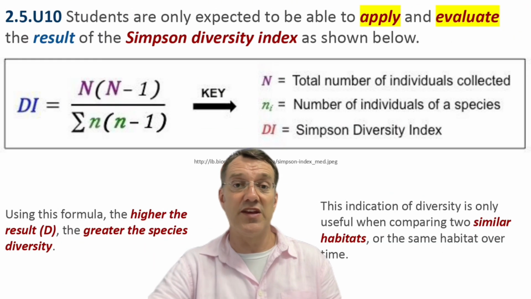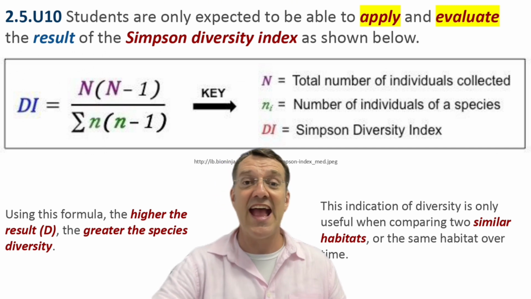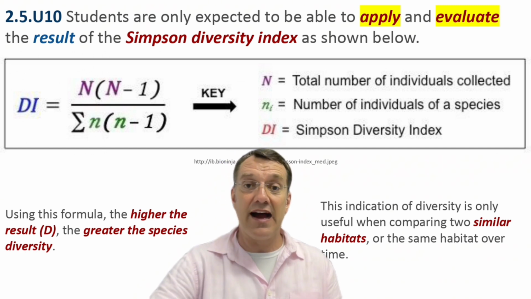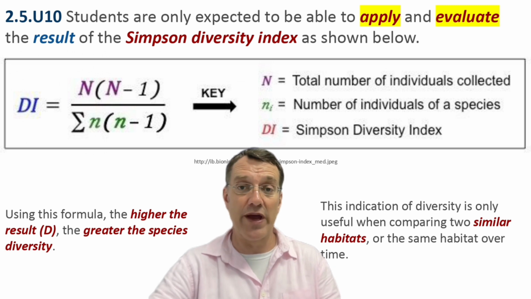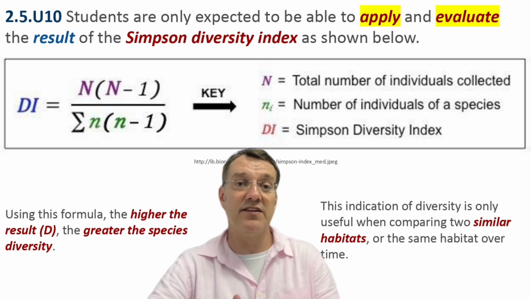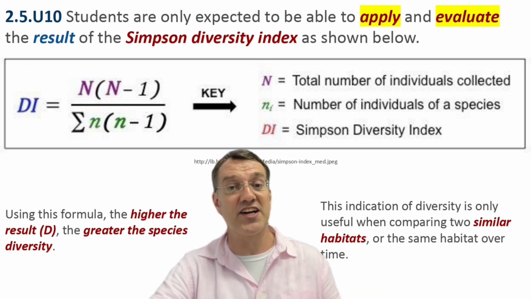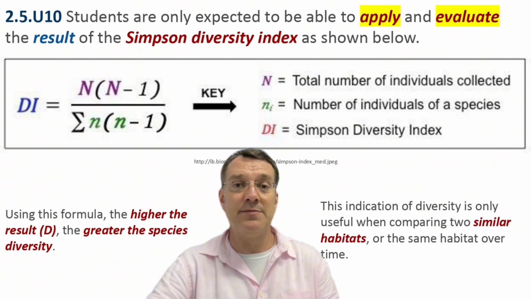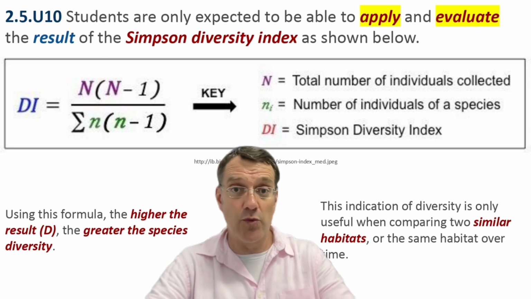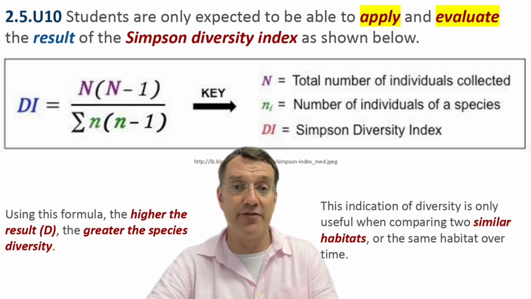The Simpson Diversity Index formula calculates diversity based on both richness and evenness. Higher index values indicate greater diversity. Remember that this index is most valuable for comparing similar habitats or tracking changes in one location over time. The formula may seem intimidating, and you don't need to memorize it for the exam because, like the Lincoln Index, you'll be given the formula.